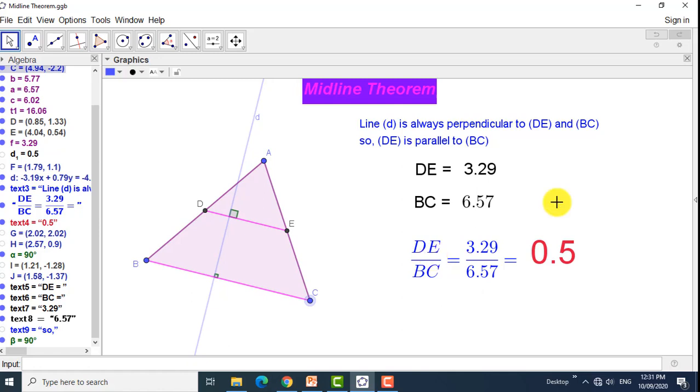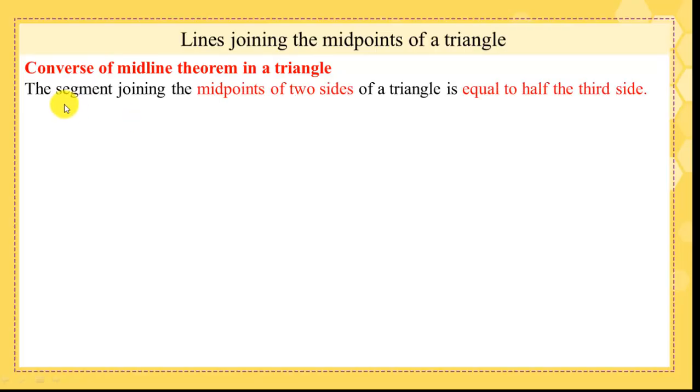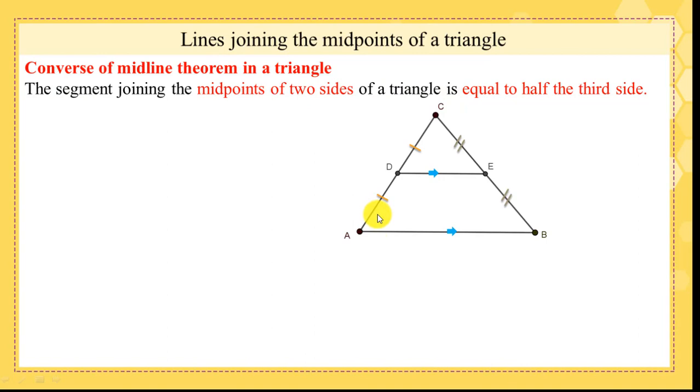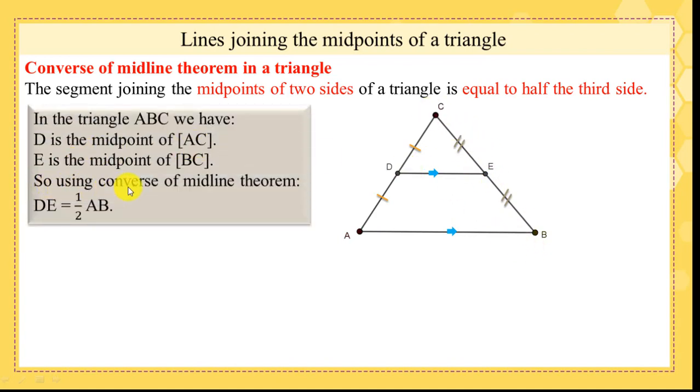So in any triangle, the converse of midline theorem says that the length of the mid-segment is equal to half the third side. The segment joining the midpoints of two sides of a triangle is equal to half the third side. Here we have ABC, a triangle, D is the midpoint of AC, E is the midpoint of CB. So using converse of midline theorem, DE is equal to half AB.